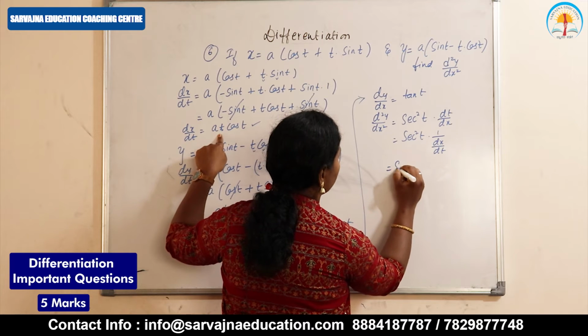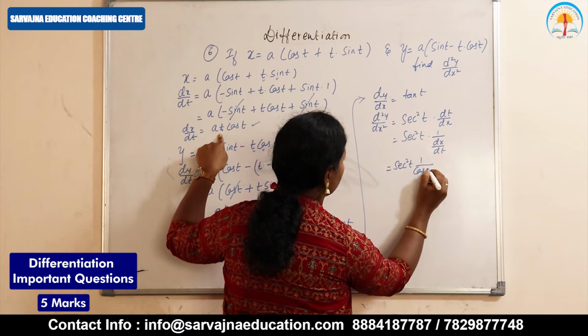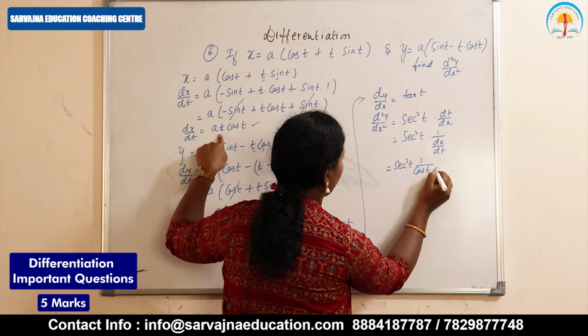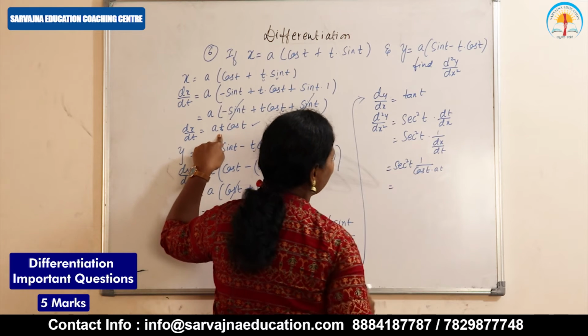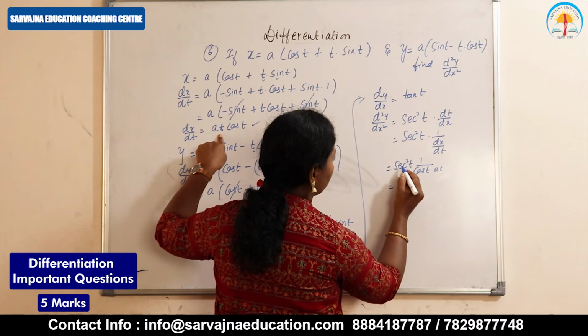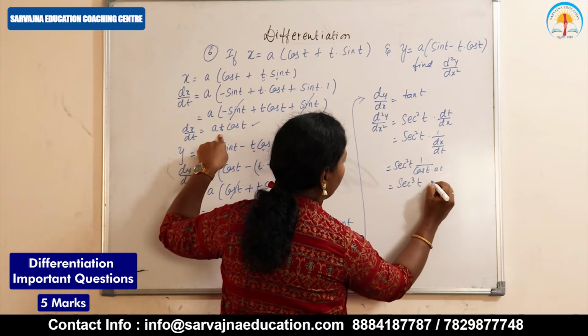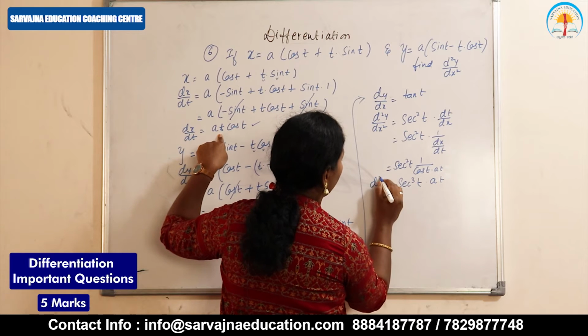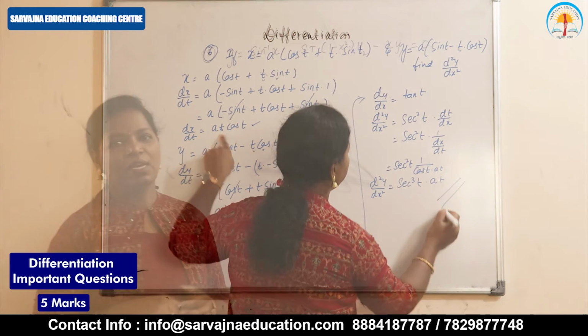So it will be secant square t into 1 divided by cos t into a t. So it will be 1 by cos t, which is nothing but secant t, correct, right? So secant t into secant square t is secant cube t into a t, the final answer. Okay guys, this is my answer.